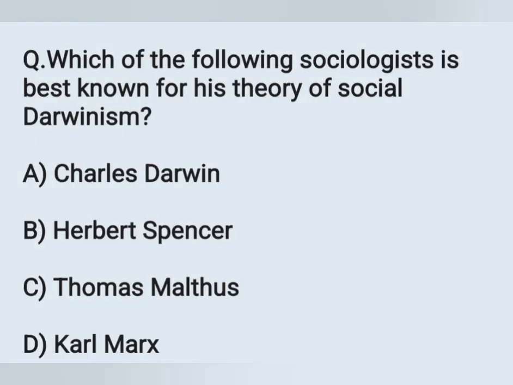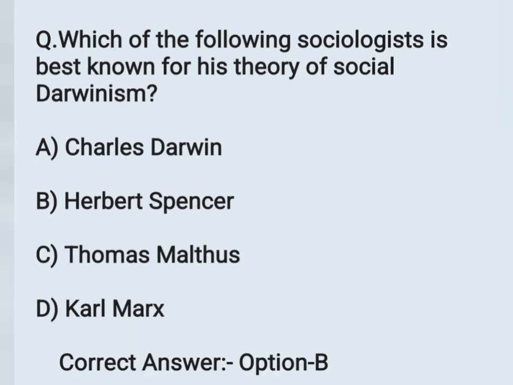And the next question is, which of the following sociologists is best known for his theory of social Darwinism? Options: option A, Charles Darwin. Option B, Herbert Spencer. Option C, Thomas Malthus. Option D, Karl Marx. Theory of Social Darwinism is by Herbert Spencer. Option B is the correct answer.